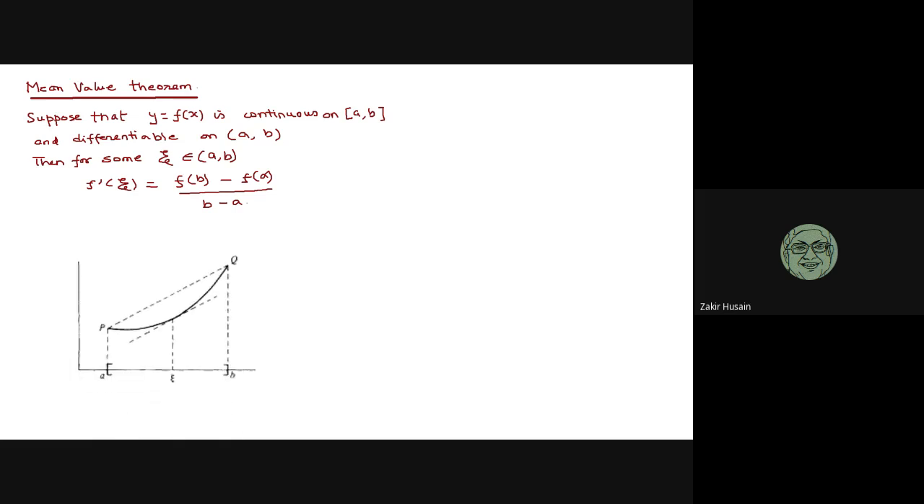What we are basically saying is we take 2 points over here, a and b, and we draw a secant. PQ is the secant. What is the slope of the secant? Think about it. This is the change in y, f(b) minus f(a). This part is del y, and b minus a is del x. So this is the slope of the secant.